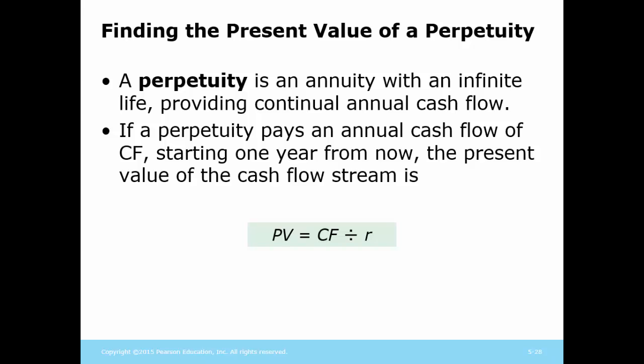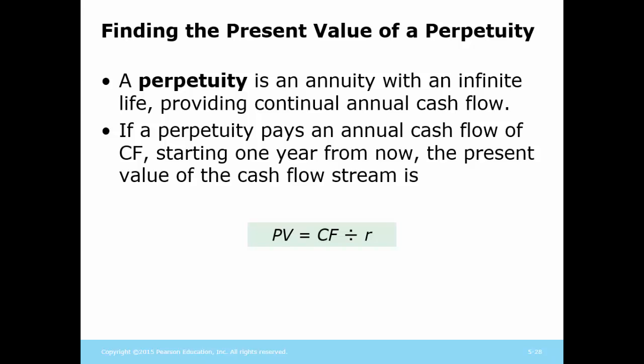We've been talking about annuities, and now we're going to talk about a special kind of annuity, and this is referred to as a perpetuity. A perpetuity is an equal cash flow, but it has an infinite life. So it's a cash flow that goes on forever. How could that possibly happen? Hopefully we'll be able to explain that.